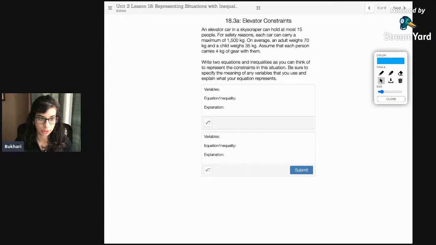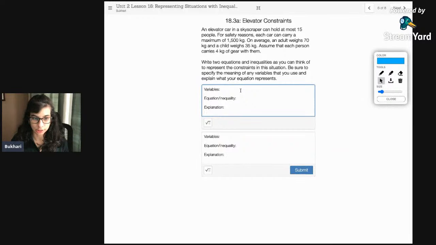We have our elevator constraints. Held at most 50 people. Each car can carry a max of 1,500 kilograms. On average, an adult weighs 70 kilograms, and a child weighs 35 kilograms. Assuming each person carries 4 kilograms of gear with them. For those of you who are interested in engineering, at some point this will be a usual problem for you, understanding what our constraints are and what you can and cannot use. So you want to create inequalities that you can think of.